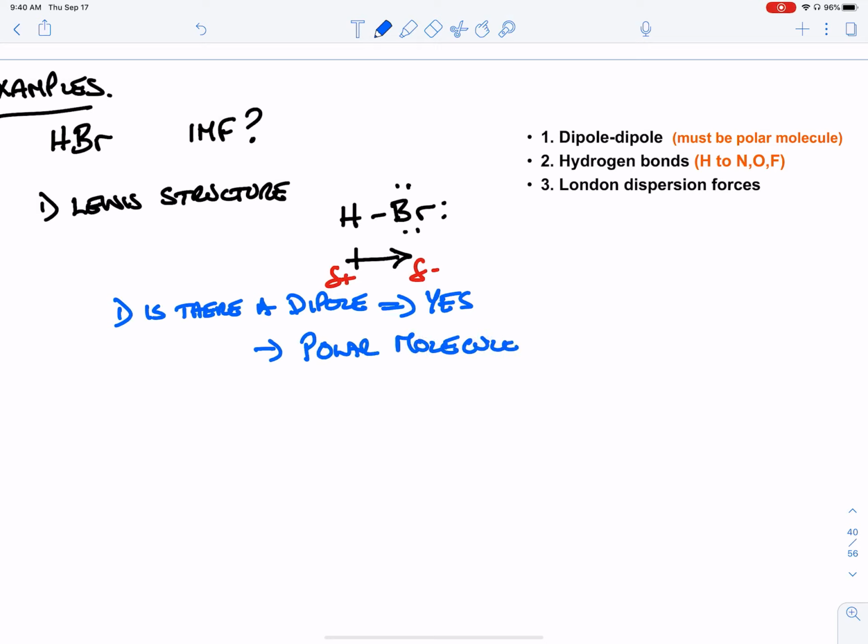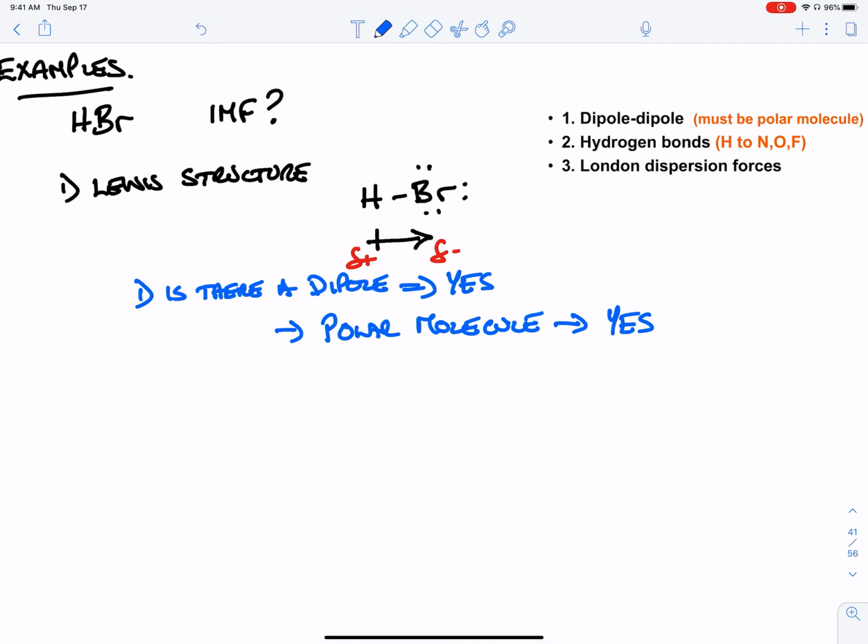Remember, in order for a molecule to be polar, one, it has to have polar bonds, and two, it has to have a separation of charge. So is it a polar molecule? Yes. And then the next question we would ask is, is hydrogen directly bonded to NOF? The reason we ask this is because there's a special case of dipole attractions called hydrogen bonds, where hydrogen is directly bonded to NOF. In this case, the answer is no.